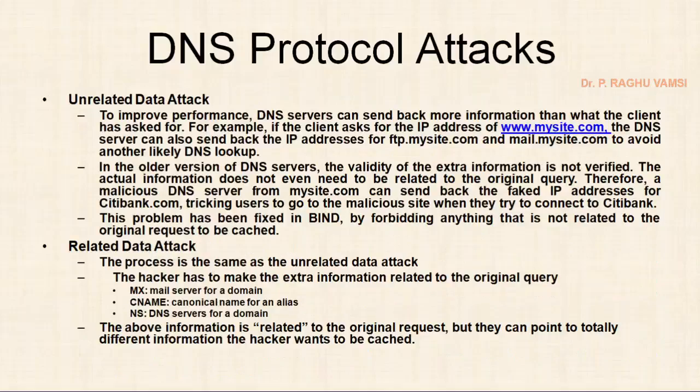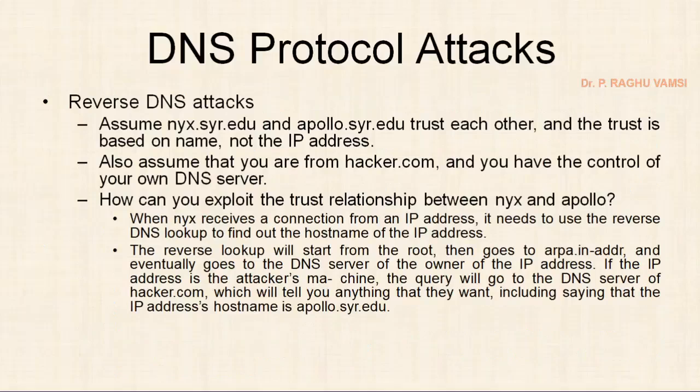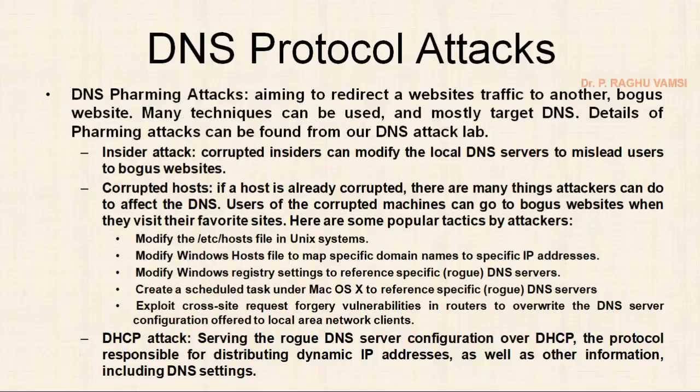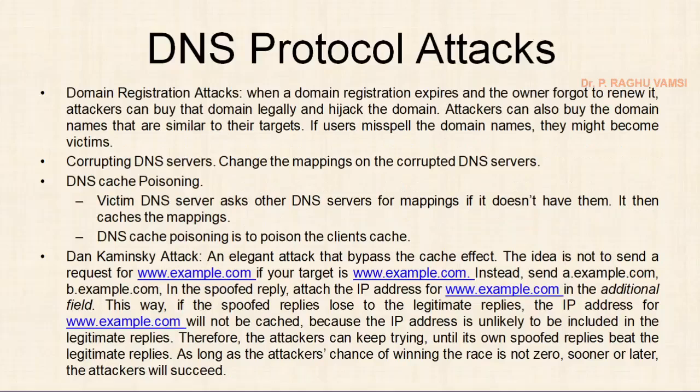To summarize: unrelated data attacks, reverse DNS attacks, DNS farming attacks, DHCP attacks, domain registration attacks, corrupt DNS servers, DNS cache poisoning, and Dan Kaminsky attacks. Most of the DNS attacks will be mainly focused on misuse detection, and especially cache poisoning can also be detected via rules. The Kaminsky attack is also based upon rules. So this is about the DNS protocol attacks. In the next lecture, we'll see the TCP related attacks.